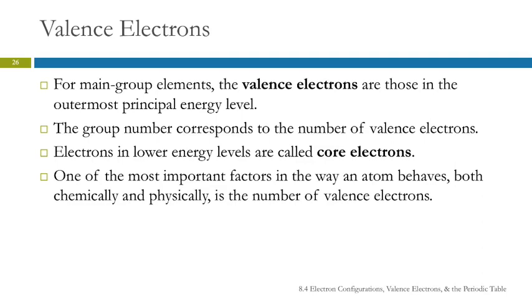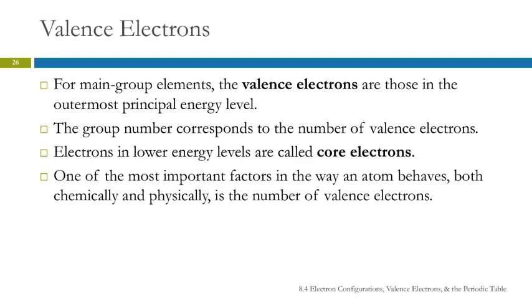So for the main group elements, the group number that the element is in the periodic table corresponds to the number of valence electrons. So oxygen is in group 6A, it has 6 valence electrons.